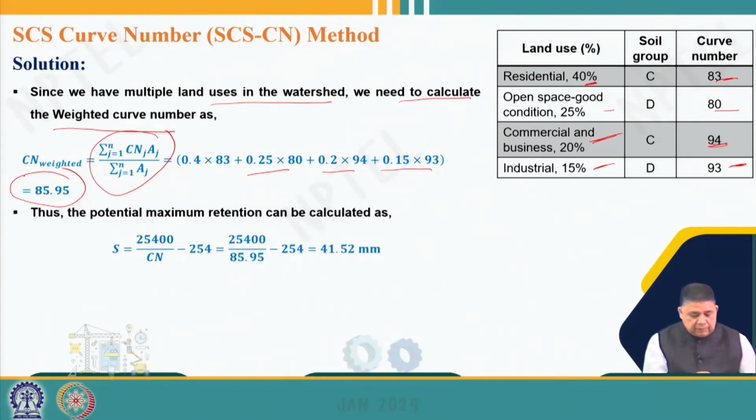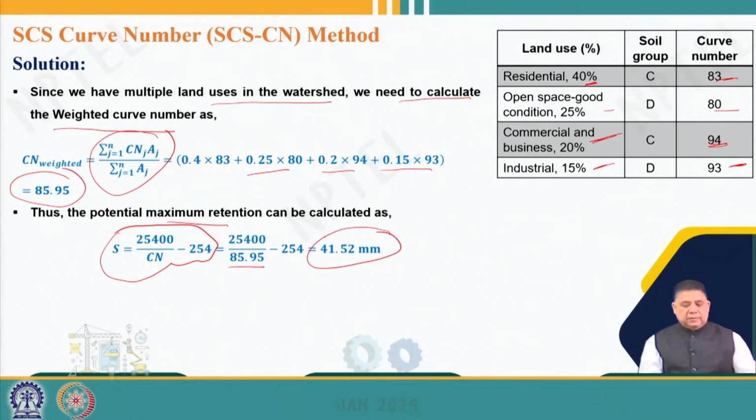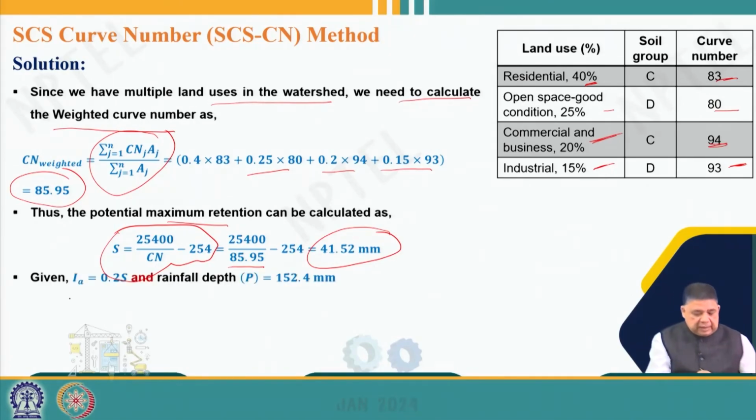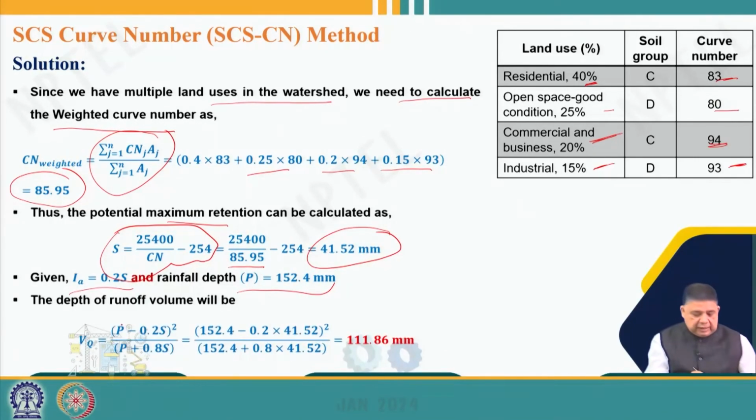And once we know the curve number, we can determine S using this relationship. By putting the curve number of 85.95, we get a potential maximum retention of 41.52 millimeters. And we already know that IA is given as 0.2S and the rainfall depth is 152.4 mm. Because IA equals 0.2S, we can use this formulation directly. That means we just have to put the value of P and the value of S here. The P value is already given, and the S value we have determined.